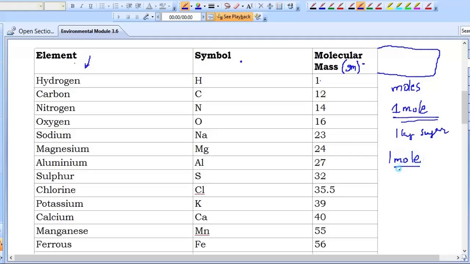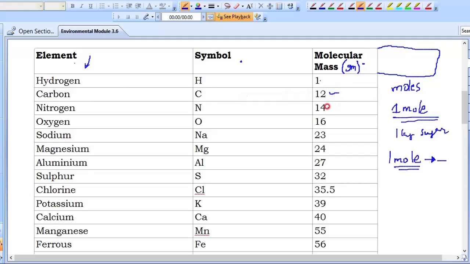Then this 1 mole of hydrogen will have some convention, and they will convert it and give it to you. 1 mole of hydrogen means what? That much they will give you. That is what I am going to convey here. The 1 mole of hydrogen means it is 1 gram. Like that, carbon, 1 mole of carbon means it is 12 gram.